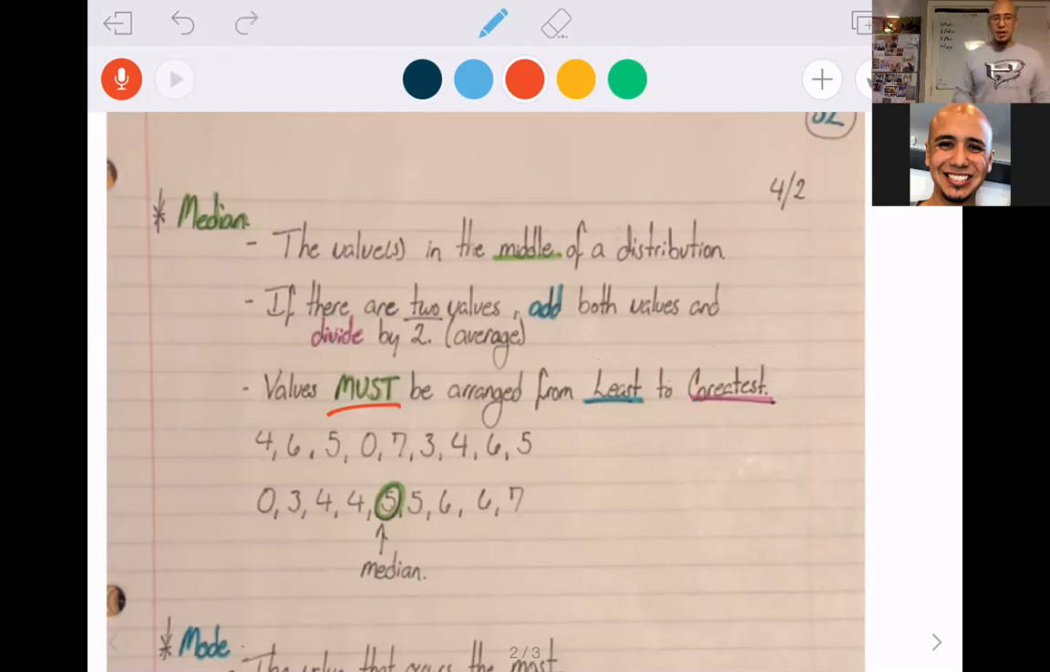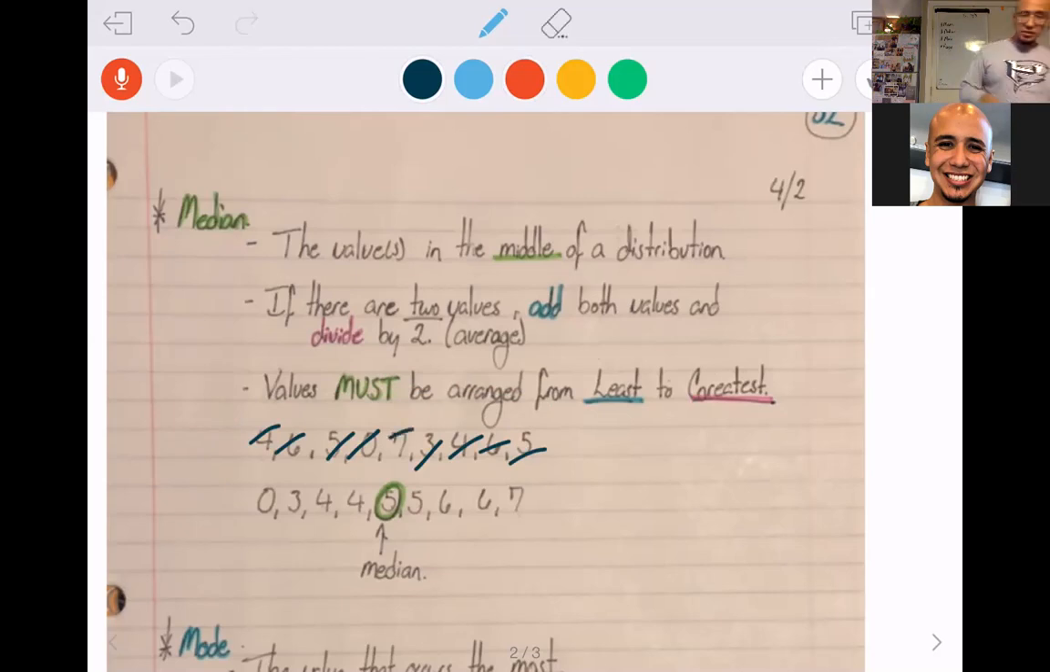Okay, so with that in mind, we have the same distribution right here, the same one that we've been working with. I am going to take that and organize it from least to greatest. A good way to do this is to simply write them all out and cross them out as you go. So I have 0, and I wrote down 0. And then I have 3, so that I don't do the same one over and over. So we have 4, 4, 5, 5, 6, 6, and 7, and that's it. All right, so I arranged them all from least to greatest.